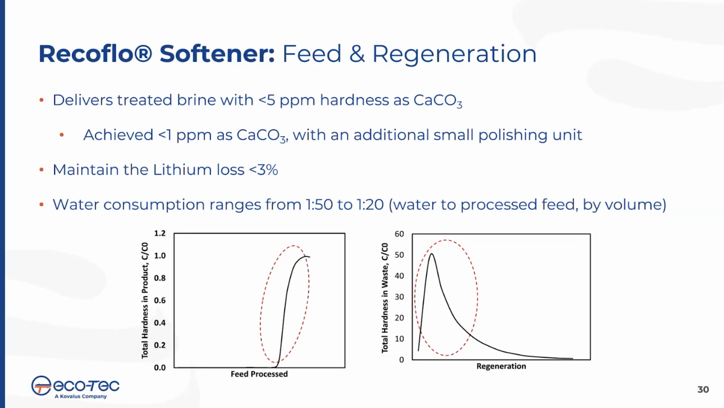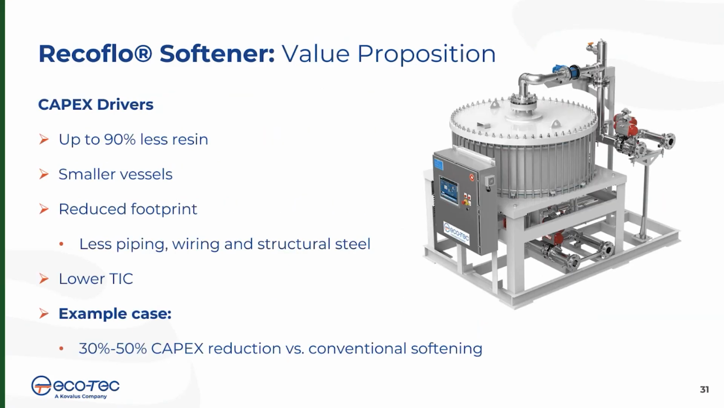Now let's translate performance into economics, starting with CapEx drivers. On CapEx, the reduction is driven by three things: less resin, smaller vessel, and a smaller footprint. A smaller footprint also translates directly into less piping, wiring, and structural steel, which reduces total installed cost. In an example case, we see 30 to 50% CapEx reduction versus conventional softening. As always, this is case specific. It depends on your flow rate, feed composition, target spec, and redundancy philosophy.